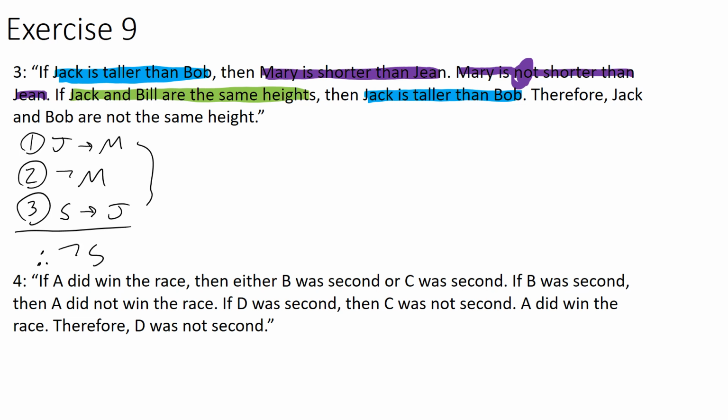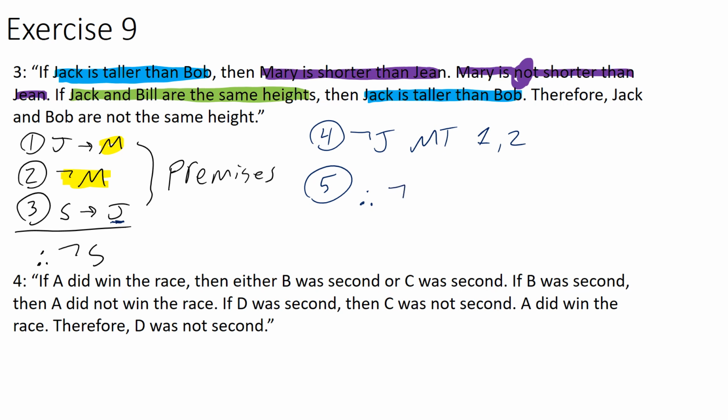So here we have our premises. We know that not M is the case. This can deny the consequent of a conditional, so we can deny the antecedent. Hence, for line 4, we can get not J by modus tollens with lines 1 and 2. We have not J. That denies the consequent of a conditional, so we can thereby deny the antecedent. Hence, we have not S by modus tollens 3, 4.